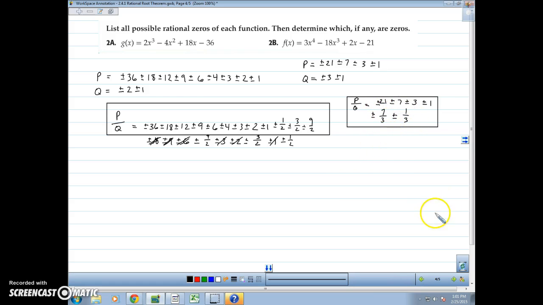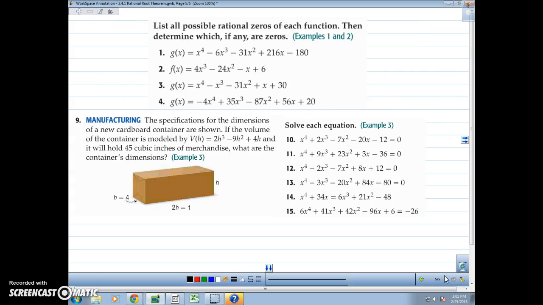Okay, that's it for this lesson. This is the class we're going to be doing. It doesn't look like much, but they do take a while because you have a lot of factors to check.